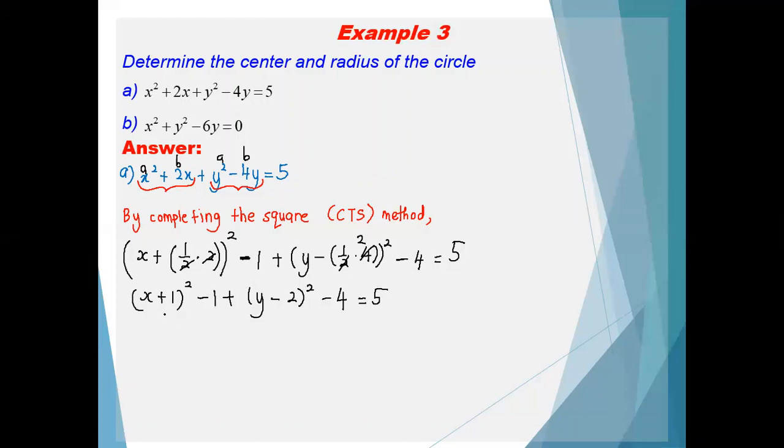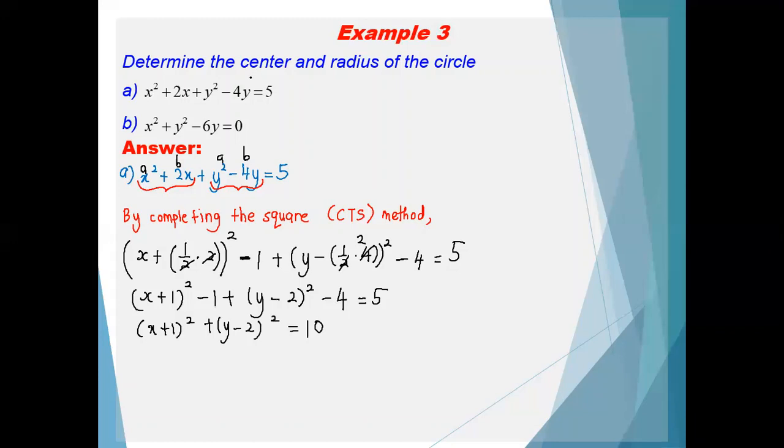Okay, so simplify again, x plus 1 square plus y minus 2 square. So this one negative 1 minus 4, negative 5, so equal to 5. So negative 5 move to the right, so plus 5. 5 plus 5, 10.